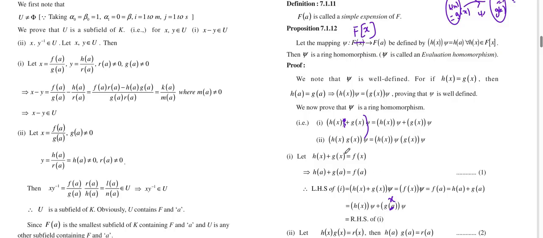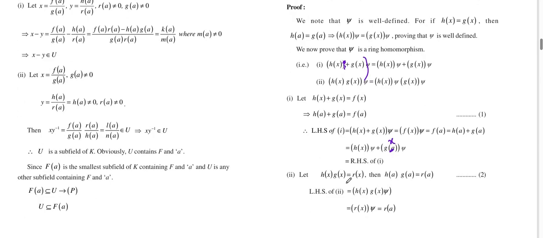So if you consider the first one, this is a polynomial, this is another polynomial, the sum of two polynomials is again a polynomial. Name it as f(x), so that h(a) plus g(a) will be f(a). Now if you consider the LHS of 1, which we have taken as f(x), the whole lot will become the image of f(x) under psi. But it is the evaluation homomorphism, therefore it is f(a). But f(a) from here is nothing but this, which is nothing but the image of h(x) under psi plus the image of g(x) under psi. So that gives the RHS of the first subdivision.